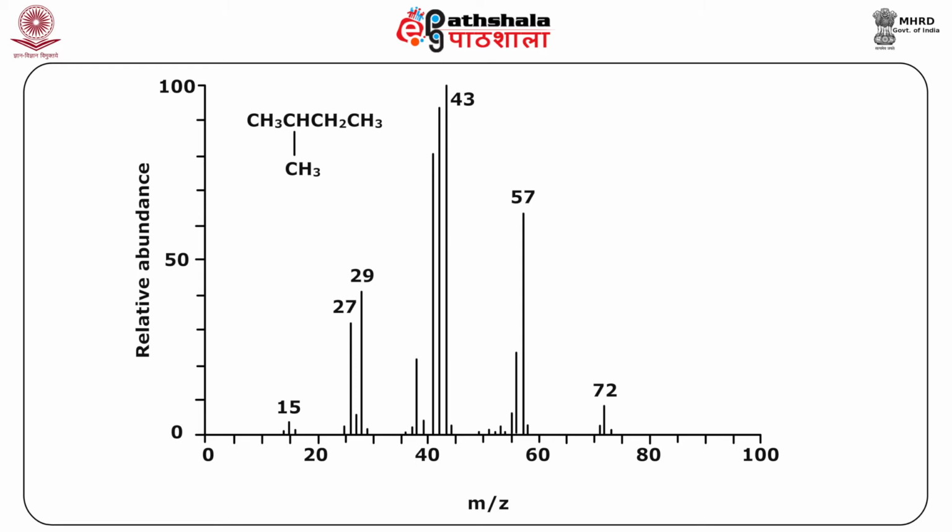So the M+1 peak owes its presence to the fact that there are 2 naturally occurring isotopes of carbon, that is, the natural abundance of 98.89% of carbon-12 and 1.11%, which is the natural abundance of 13C. So 1.11% of the molecular ions contain a 13C instead of 12C, and therefore the M+1 peak appears. Now this is clear from this figure of the mass spectrum of 2-methylbutane.